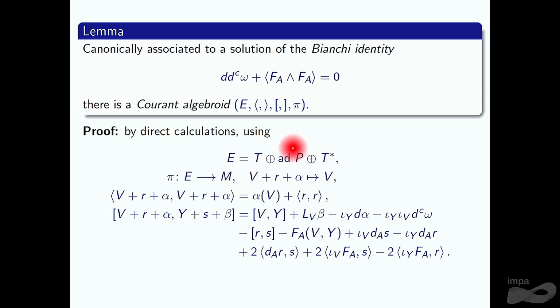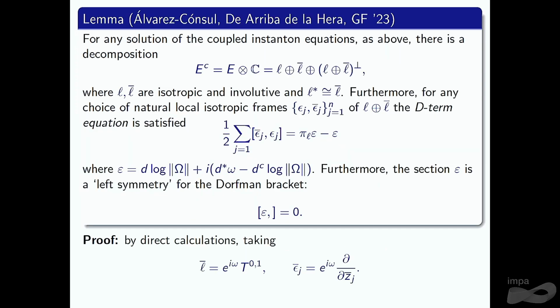This is the anchor map. This is the pairing, and this is the bracket. And you see the bracket uses the curvature of A, torsion, etc. Okay, it's a very crazy gadget. Then you apply.